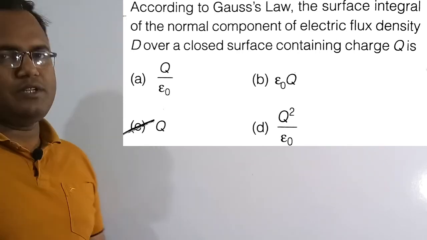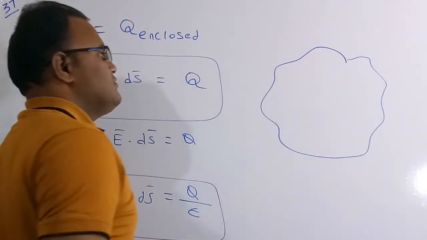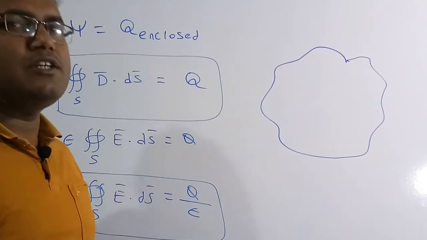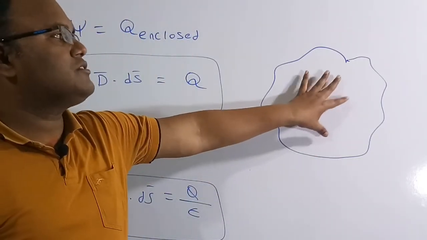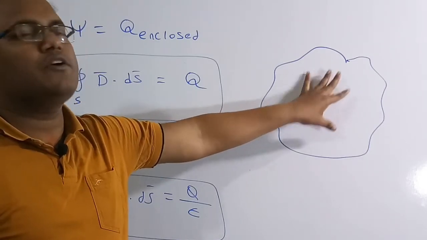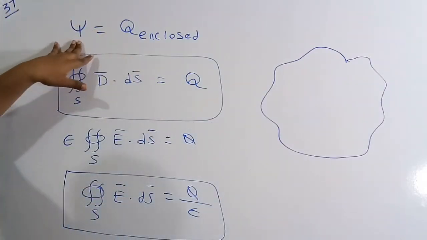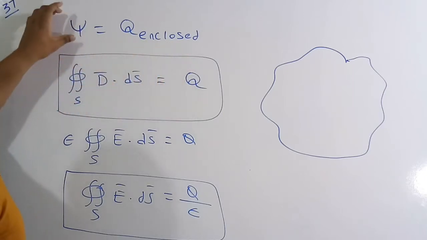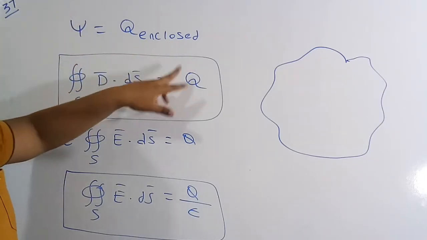So now let's solve this numerical. Now listen, the Gauss law tells you that if you take any Gaussian surface, that is, any closed surface, it is called a Gaussian surface. The amount of electric flux passing through this Gaussian surface is equal to the amount of charge enclosed by this closed Gaussian surface. So the amount of flux passing through this closed surface is equal to the charge enclosed by that closed surface. This is called the closed surface integral of D dot dS bar is equal to the charge enclosed.